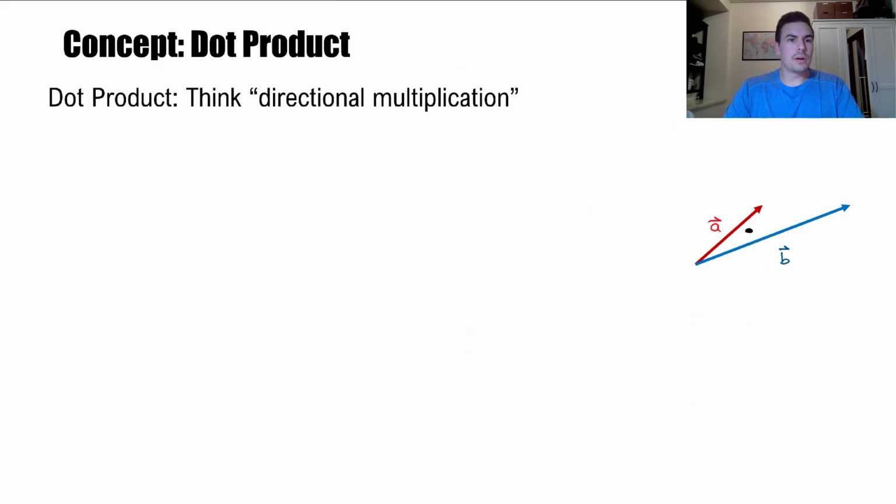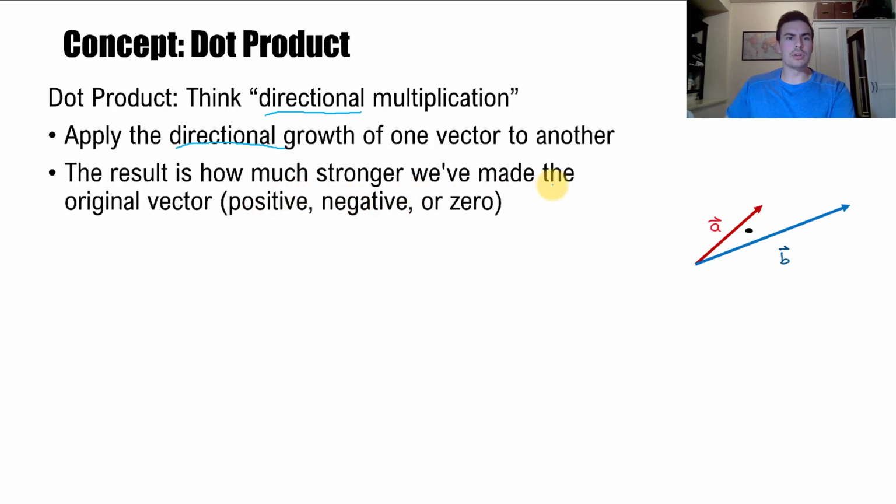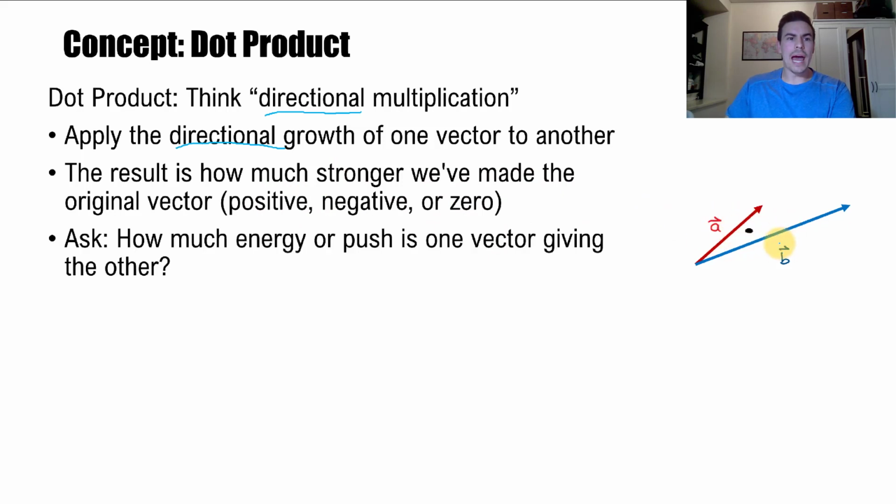Our dot products, okay, what are the dot products? We want to think sort of like directional multiplication, okay? We are applying the directional growth of one vector onto another. And notice the directional in both of these: directional multiplication, directional growth. The result is really how much stronger we've made our original vector. So we've got a dot b here, and we need to ask how much energy, or push, is one vector giving the other, and in a specific direction as well.